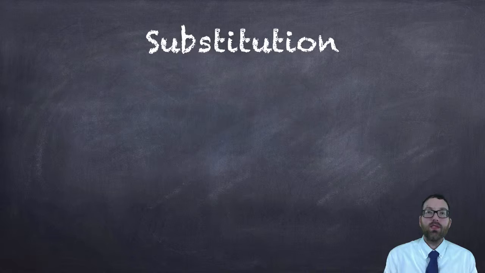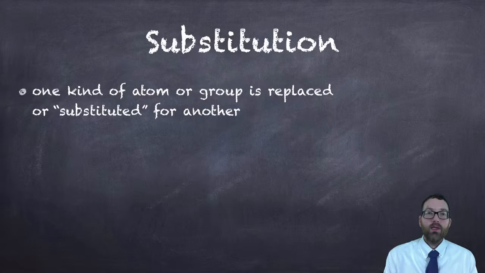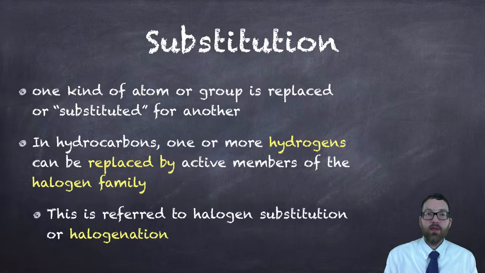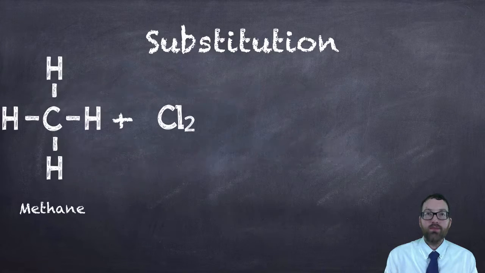The first type is called substitution. It's exactly what it sounds like. One kind of atom or group is replaced or substituted for another. In hydrocarbons, one or more hydrogens can be replaced by active members of the halogen family. This is often referred to as halogen substitution or halogenation.